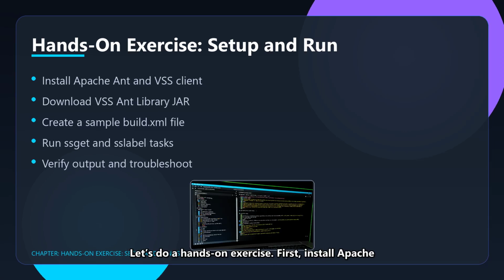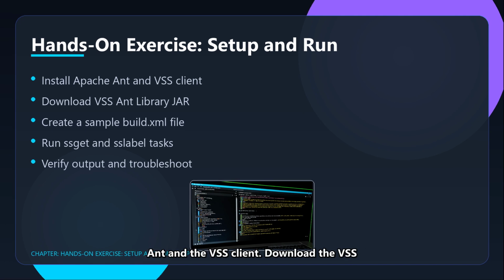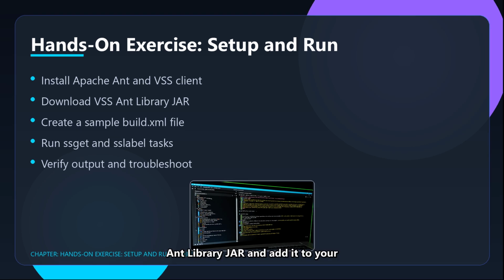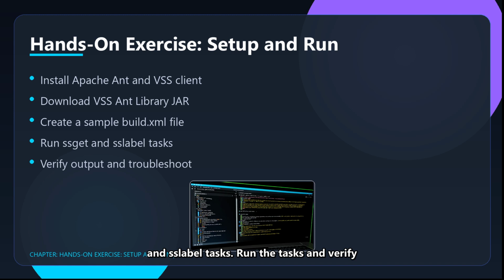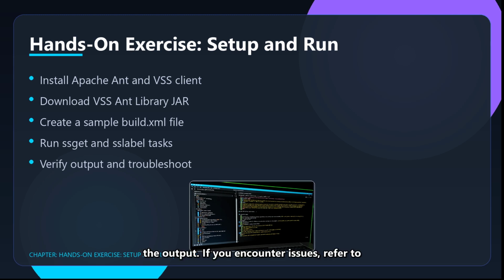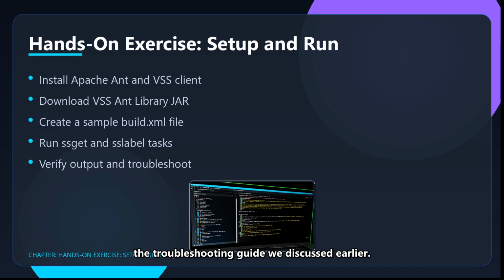Let's do a hands-on exercise. First, install Apache Ant and the VSS client. Download the VSS Ant library jar and add it to your classpath. Create a sample build.xml file with ssget and sslabel tasks. Run the tasks and verify the output. If you encounter issues, refer to the troubleshooting guide we discussed earlier.